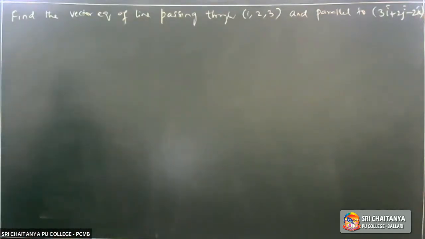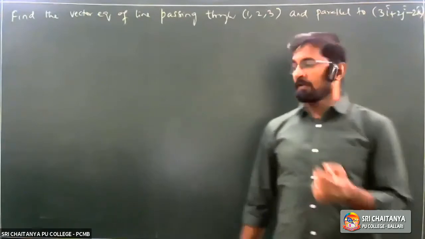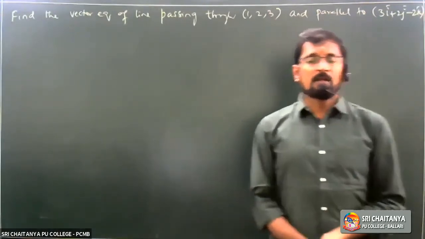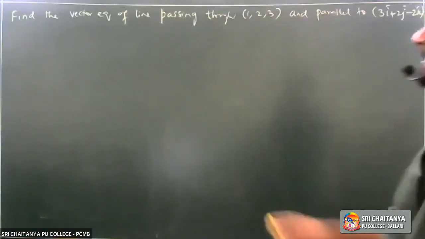I am going to repeat. Find the equation of line passing through the point 1, 2, 3 and parallel to the vector 3i plus 2j minus 2k. He asked you to find out the vector equation specifically, right? Vector equation of line passing through one point and parallel to one vector. How to do this problem?